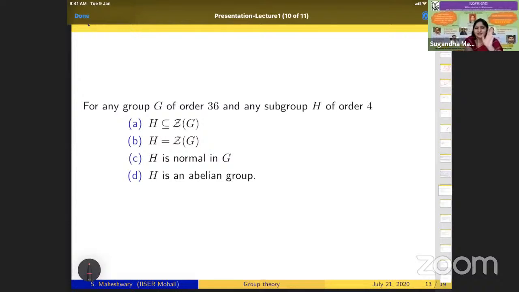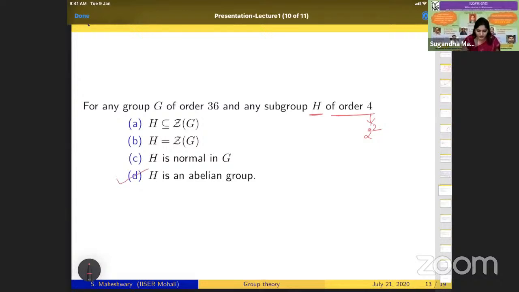So the very first thing that should come to your mind is, it is a subgroup of order 2 square. This is a subgroup of order p square, right? And groups of order p square are abelian, we have seen. So at least this D option is correct for sure.